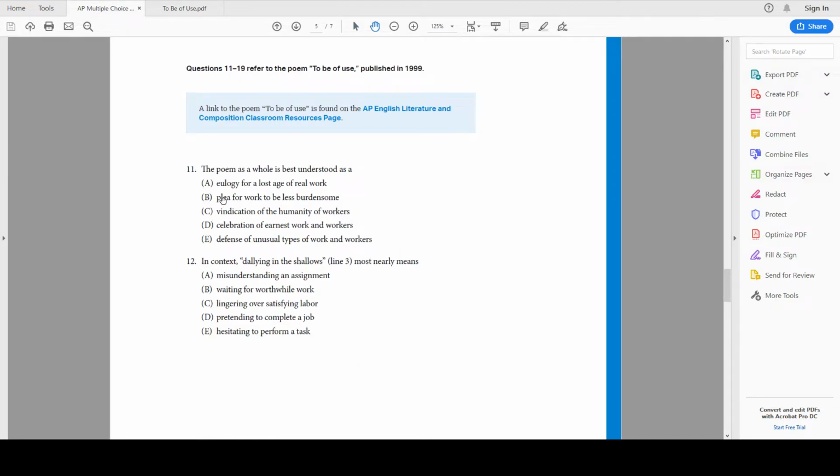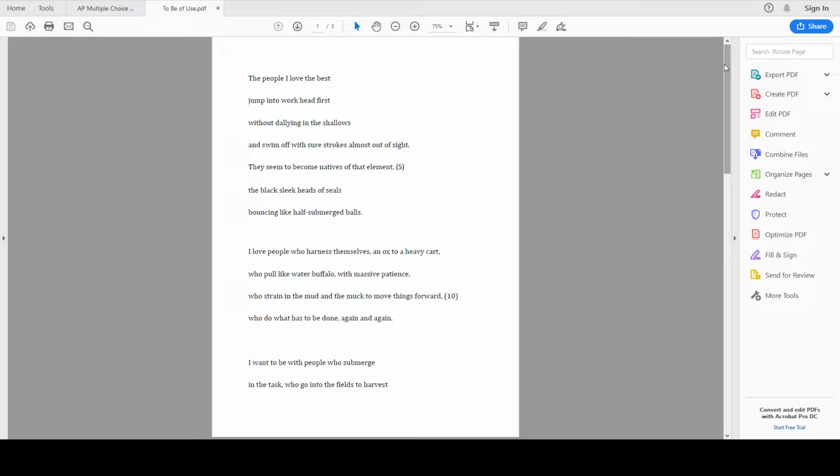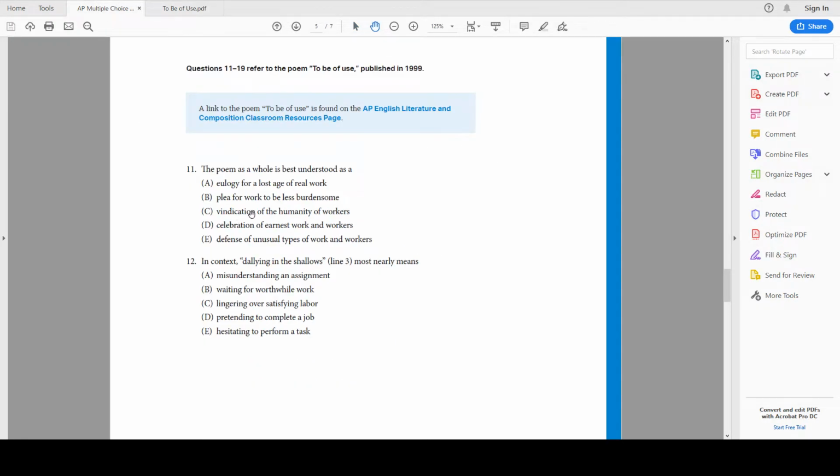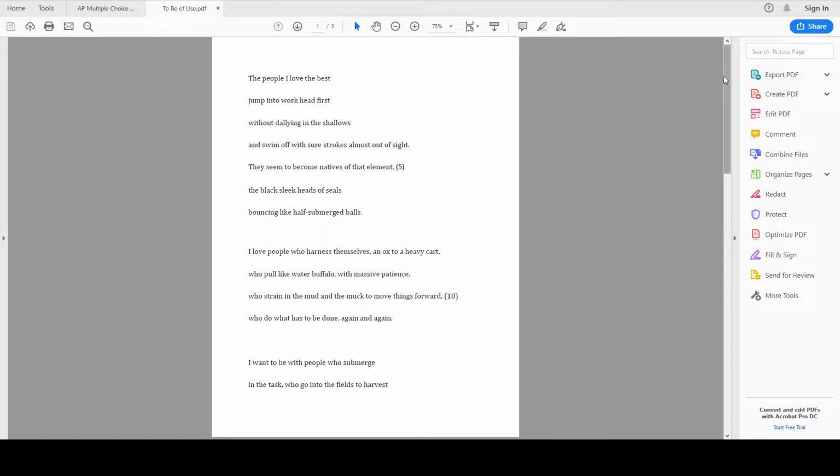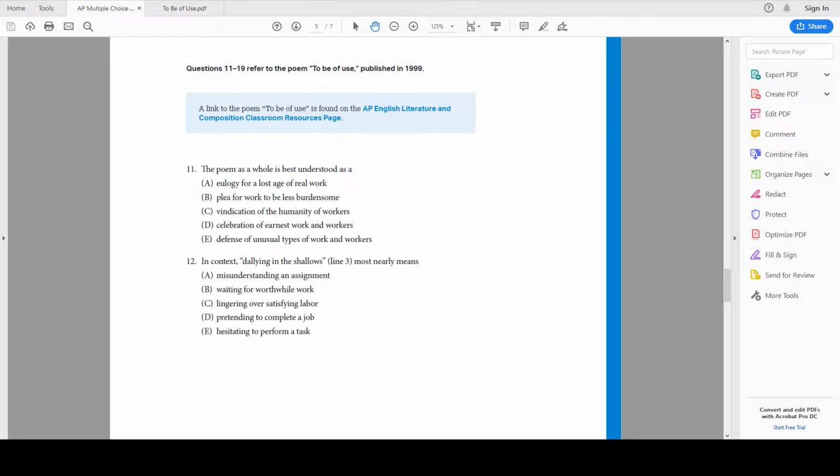Vindication of the humanity of workers. I could see that being a tempting answer, seeing as it seems naturally implied that if you like workers, that would mean that you value their humanity. But at the same time, vindication is another vocab word which is testing your knowledge. Vindication meaning a defense or a kind of justification. So that is a really tempting answer, honestly. But I don't think it's about the workers. This is probably more a poem about work than workers. She does talk about people, but she rarely talks about their humanity. So tempting answer, hard answer. If you put C for this, I could totally see why you got it wrong.